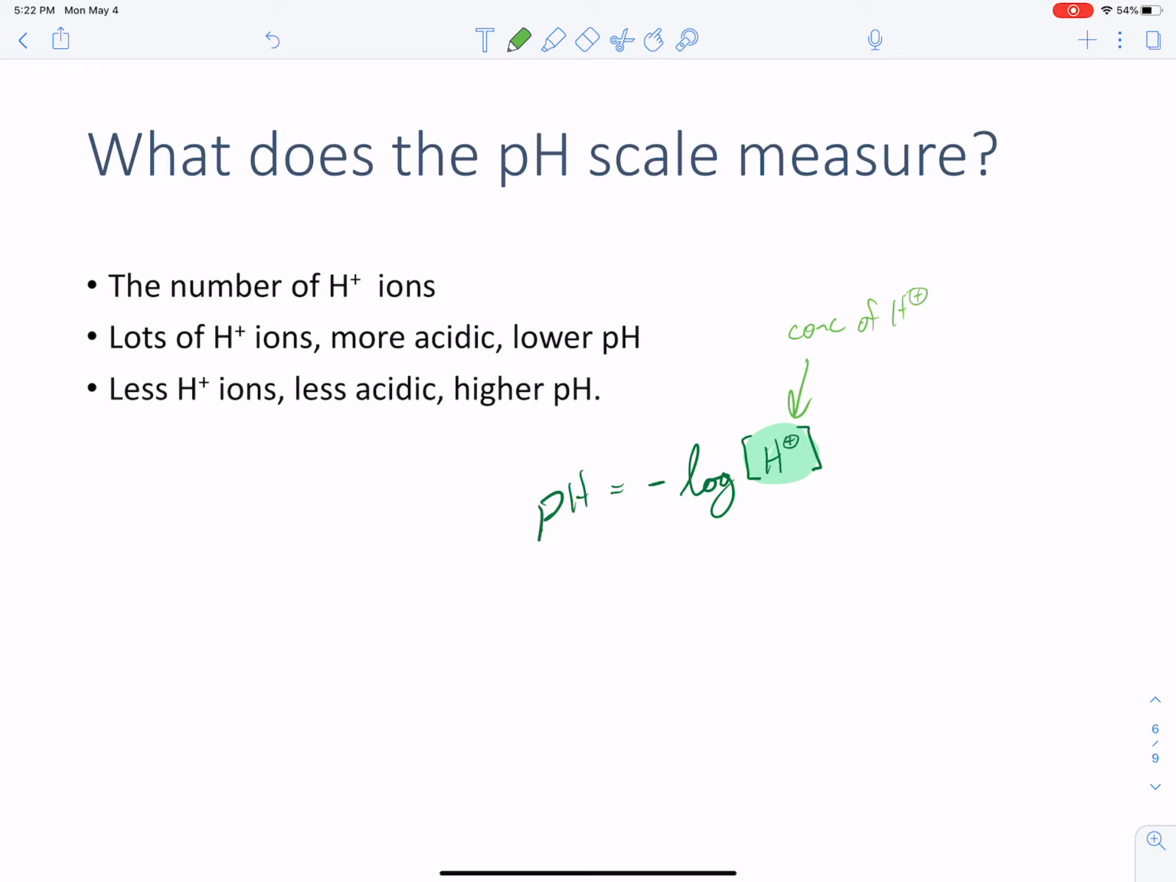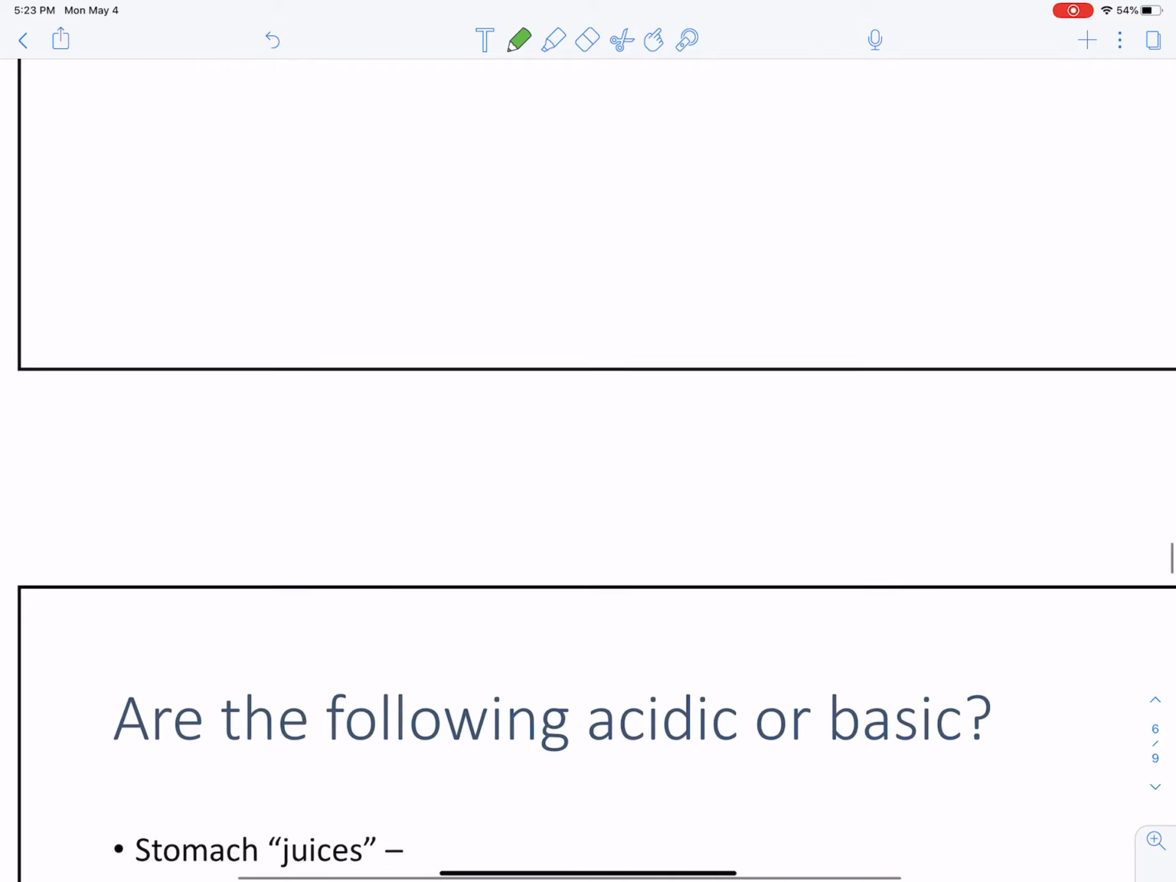As that concentration gets higher, pH goes down. So recall this: as H plus increases, pH decreases. That means as you have more H plus ions, it becomes more acidic. And that makes sense, I think.